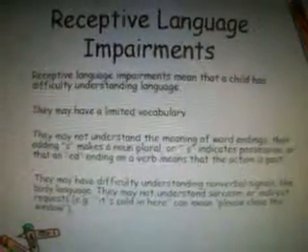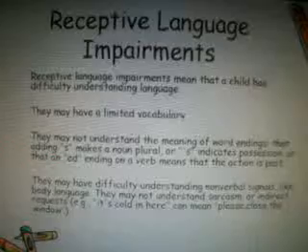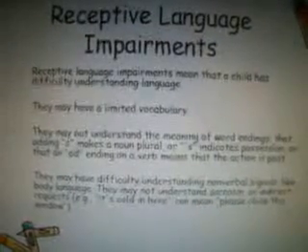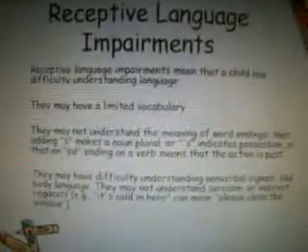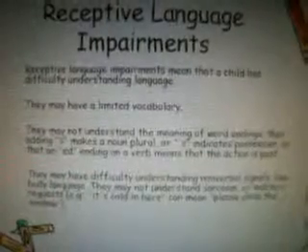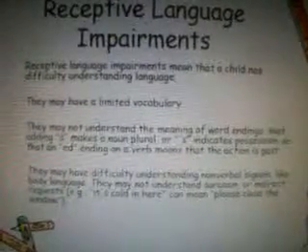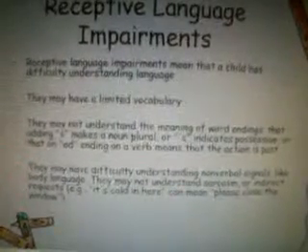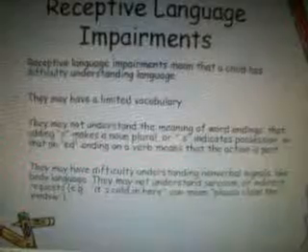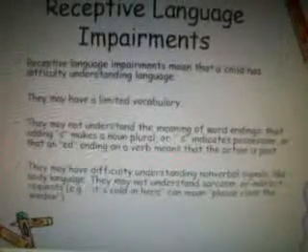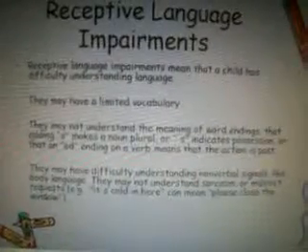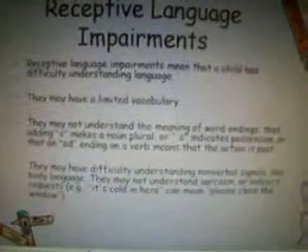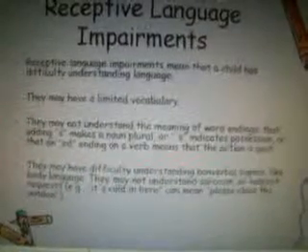Receptive language impairments mean that a child has difficulty understanding language. They may have a limited vocabulary. They may not understand the meaning of word endings: the ending S makes a noun plural, or the S indicates possession, or that an ed ending on a verb means that the action is past. They may have difficulty understanding nonverbal signs like body language. They may not understand sarcasm or indirect requests. It's cold in here can mean please close the window.